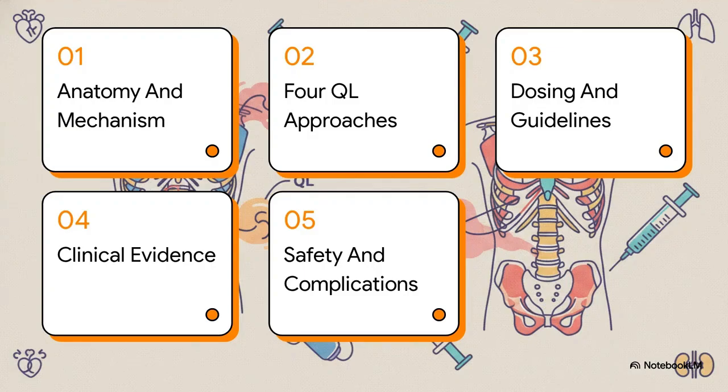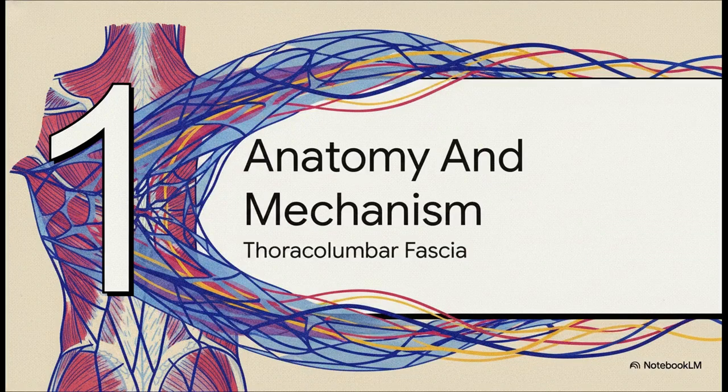For our roadmap today, we're covering 5 main areas. Section 1 will handle anatomy and mechanism. Section 2, the 4 QL approaches. Section 3 covers dosing and procedure guidelines. Section 4 is all about clinical indications and the latest evidence, and we'll wrap up with Section 5, safety and complications. Section 1, Anatomy and Mechanism.